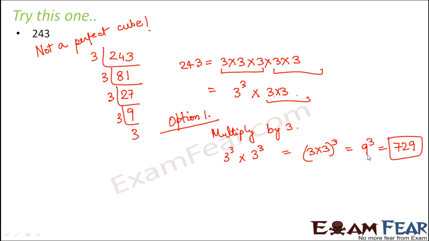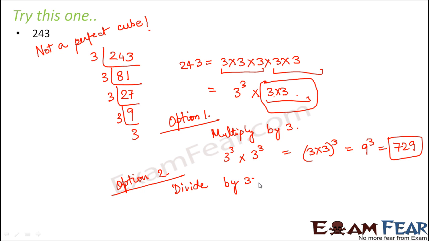So 729 is definitely a perfect cube because it is cube of 9. So that is one option to reach out to the nearest perfect cube. There is another option that instead of multiplying this number by 3, you divide this number by 3 into 3. Because if you divide this by 3 into 3, then this extra part will vanish, because right now 243 is not a perfect cube because of the presence of this extra portion. So we just need to get rid of this extra portion. So to get rid of this, one option is multiply it by 3 so that this also becomes a cube. Second option is divide by 3 into 3.